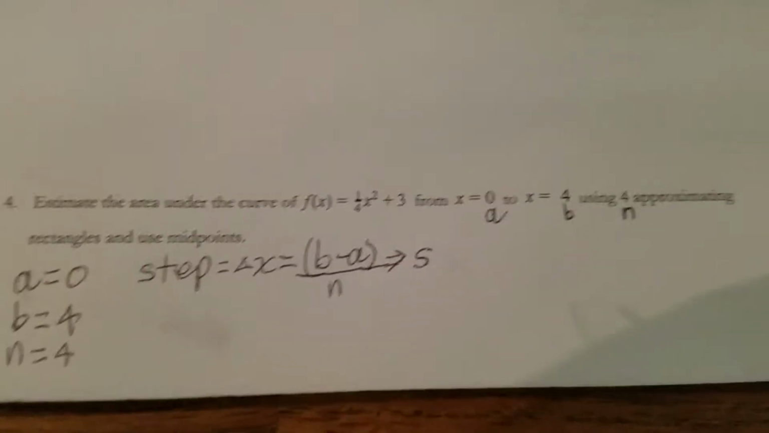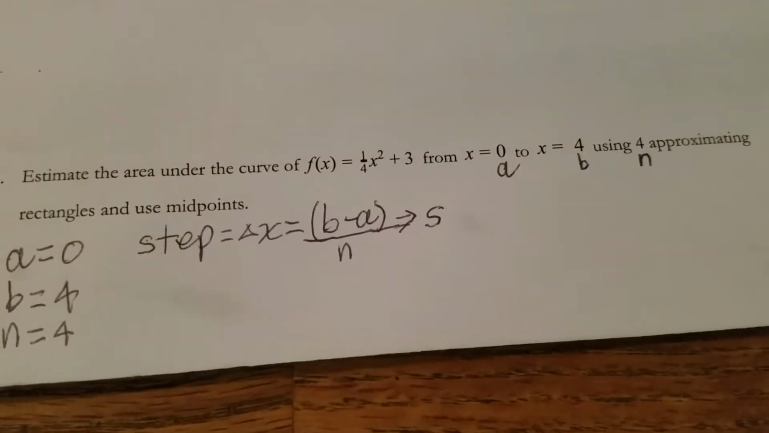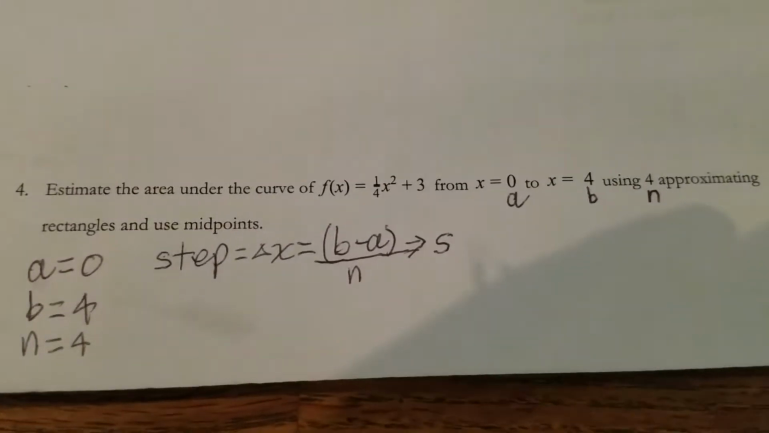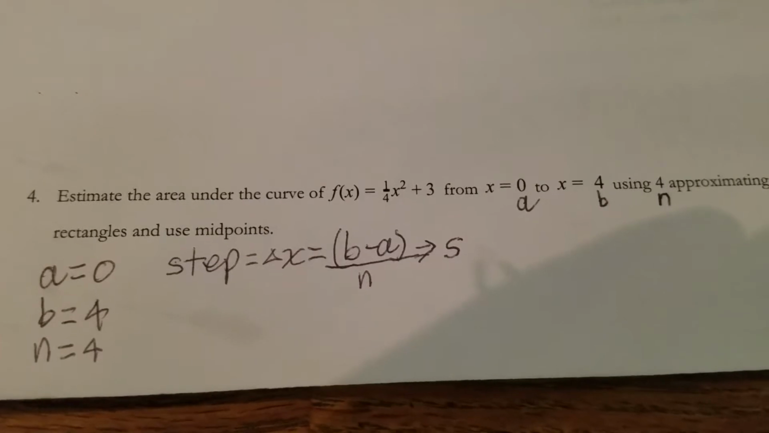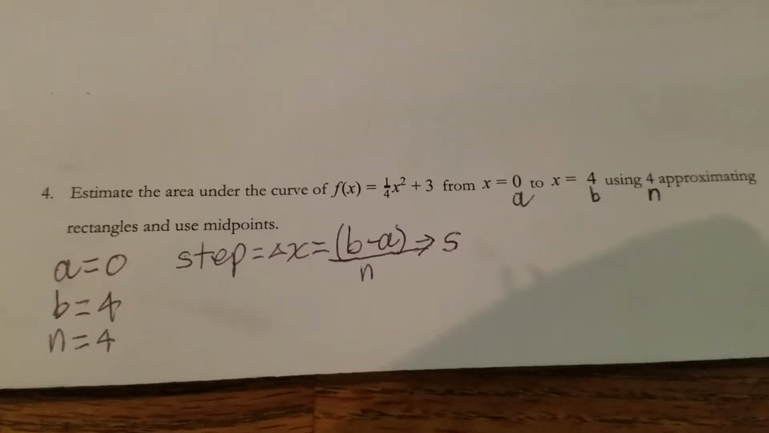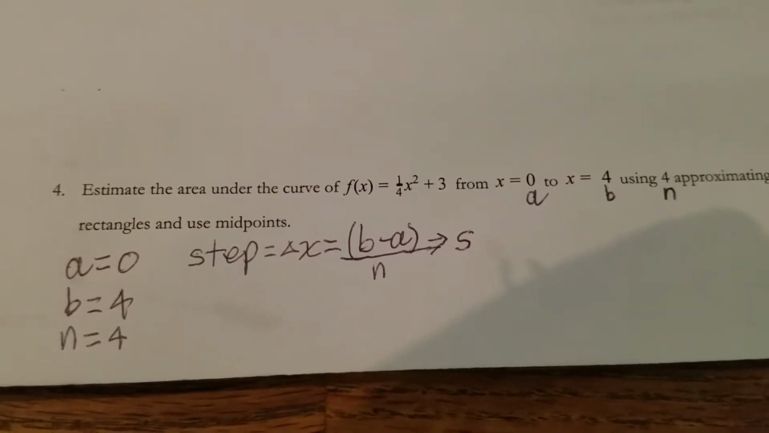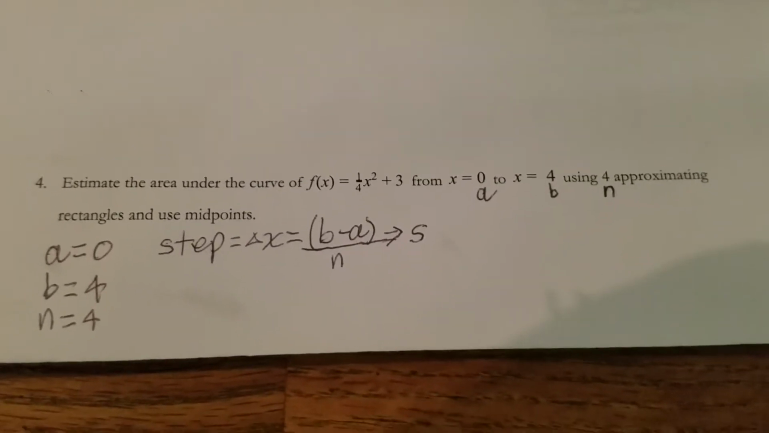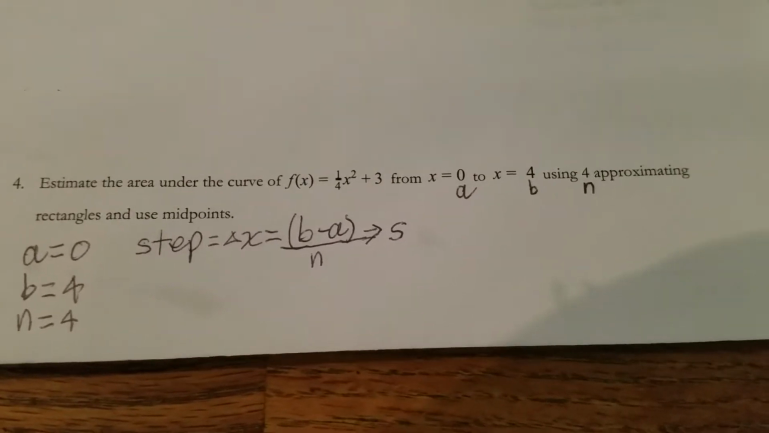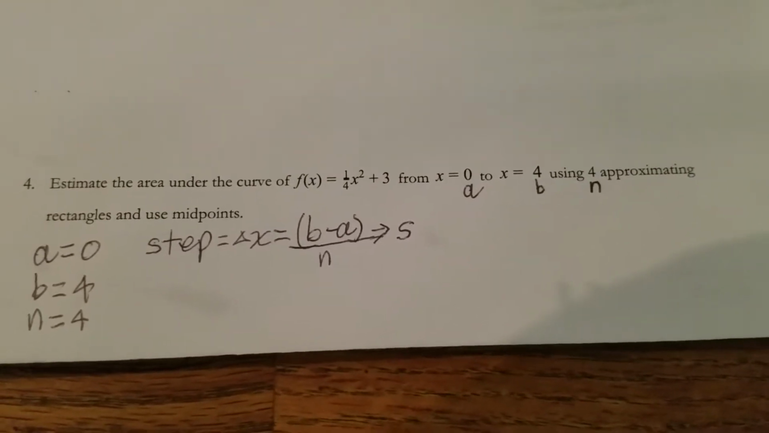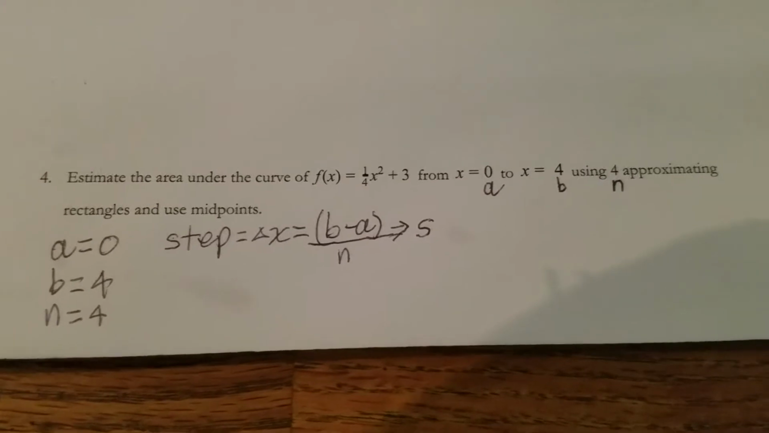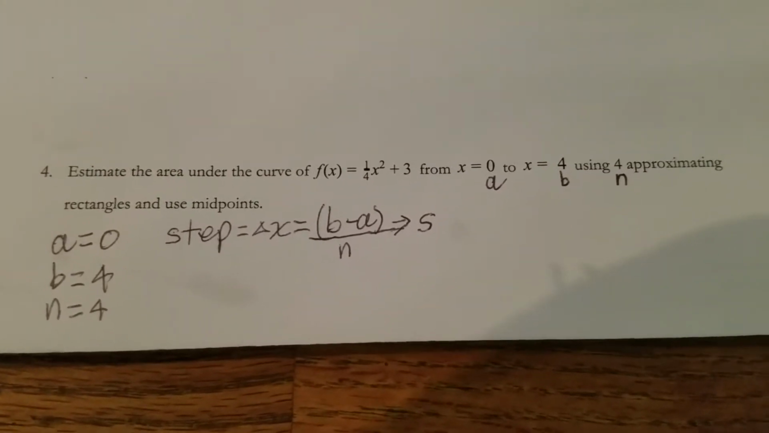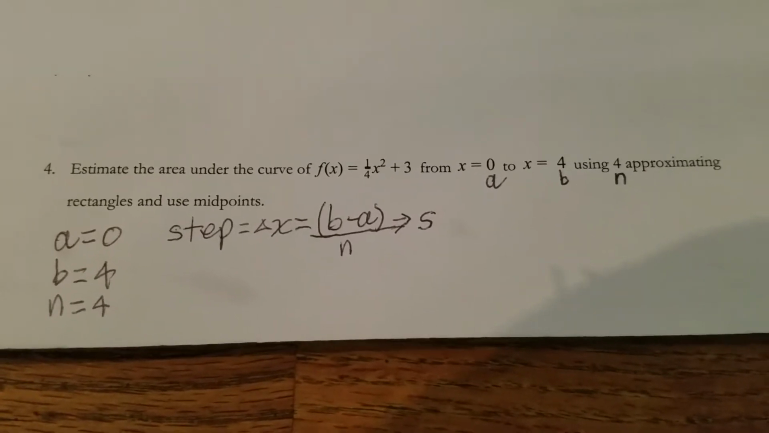In my problem, I notice I have an f of x, which of course I need. I need a left boundary of my interval, which in this case is 0, and my right boundary is 4, and essential information is the number of approximating rectangles. And what I've done, which I find always helpful, is to list my variables and their values.